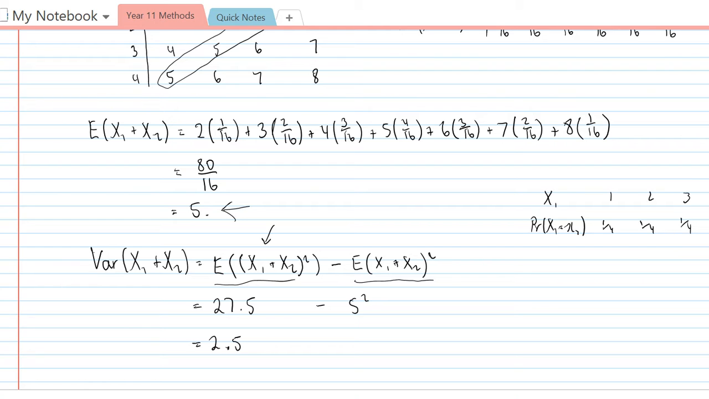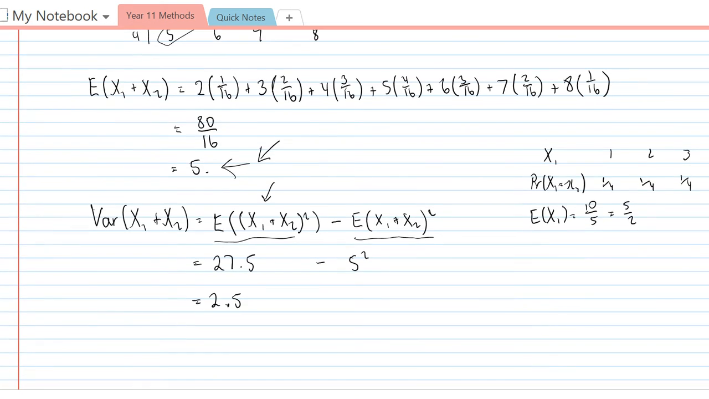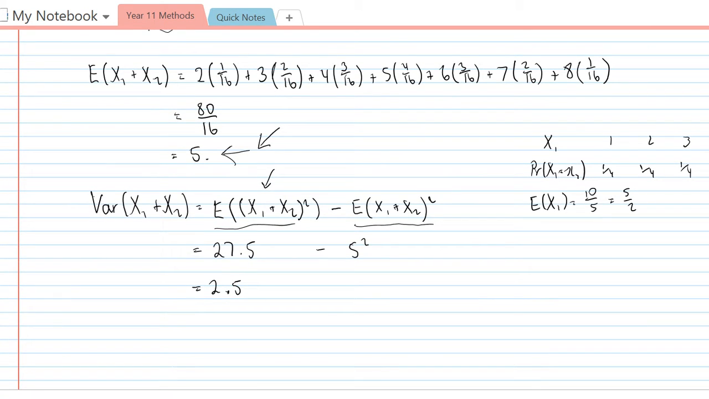Again, my apologies, my screen's just stuffing up. So the thing here is that to do the expected value, we're going to have 3, 6, 10 over 4. So the expected value of x1 is 10 over 4, which is 5 on 2. And that would be the same for x2. And so if we have 5 on 2 plus 5 on 2, we get, again, this result just here of 5.